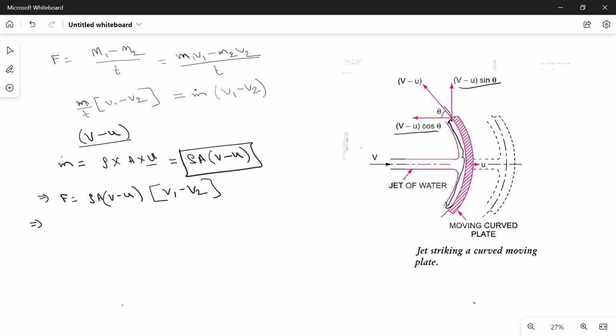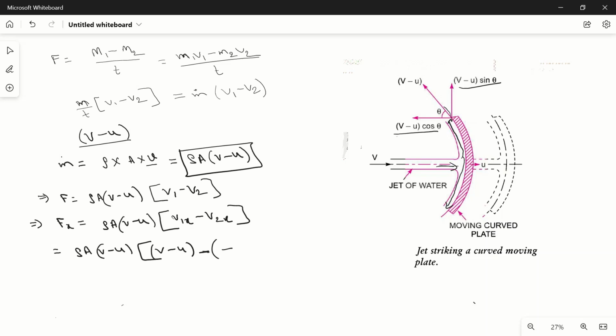So if we have to find the force in x direction or horizontal direction, then it will be rho a (v minus u) into (v1x minus v2x). What is v1x? v1x is velocity at inlet in x direction, which will be equal to v minus u, because velocity at inlet is v and this plate is moving with u. So relative velocity at inlet is v minus u, minus v2x. v2x we have already seen is (v minus u) cos theta, but this is in opposite direction to the initial velocity, so we have to write it as minus (v minus u) cos theta.